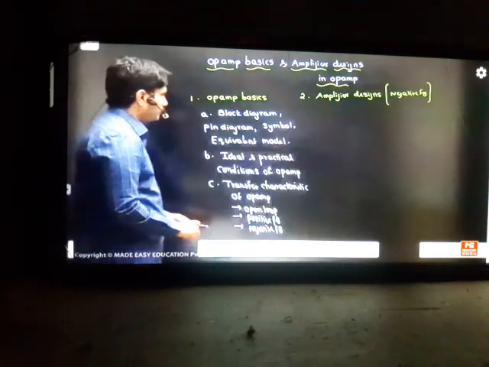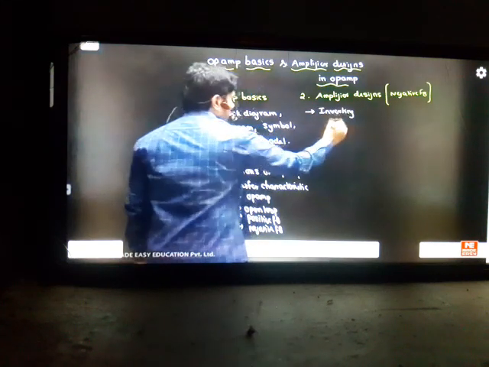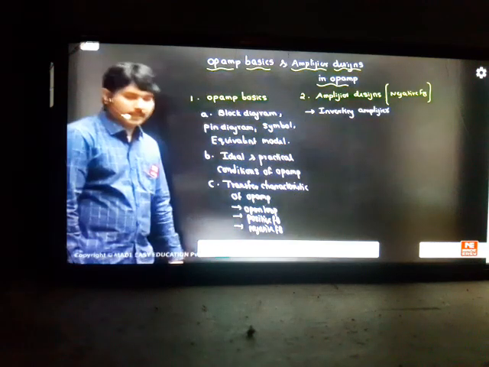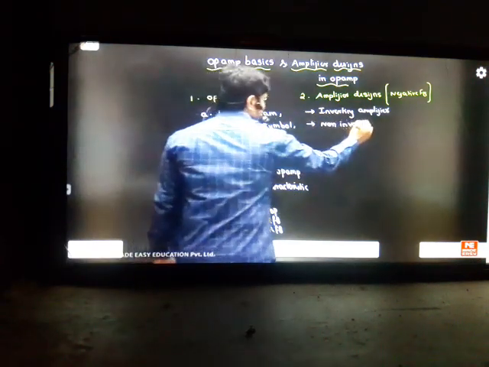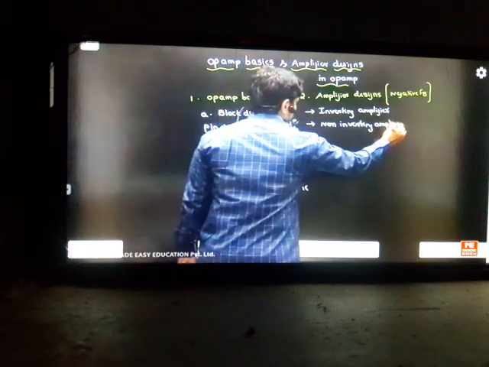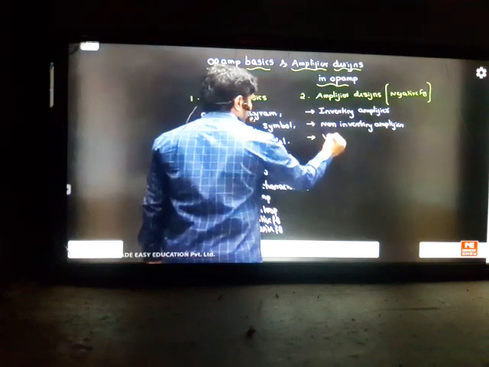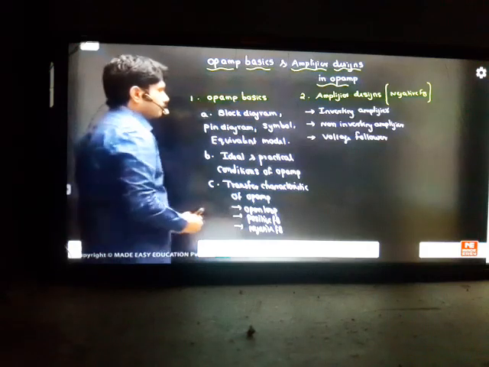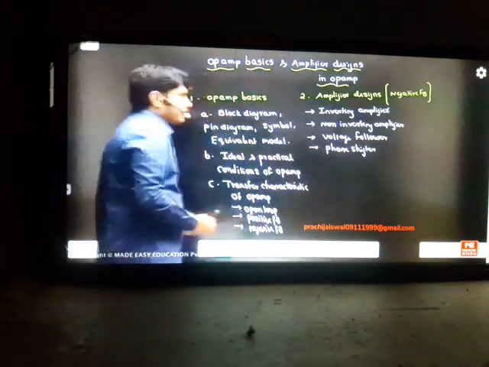So what are the amplifiers we have? I'll just give the list. The first amplifier we are going to study today is the inverting amplifier. The second one is the non-inverting amplifier. After this we have some special amplifiers called voltage followers. Like our common collector, we can make voltage followers. And one more is phase shifters we can design.